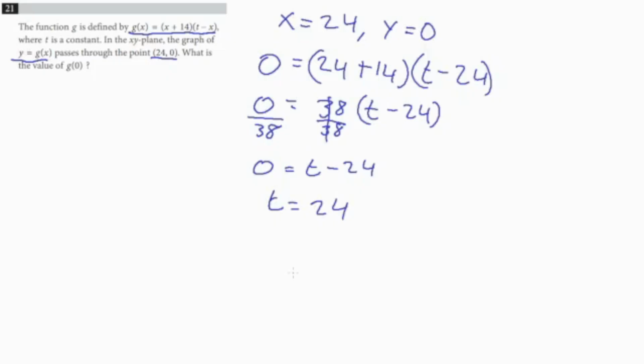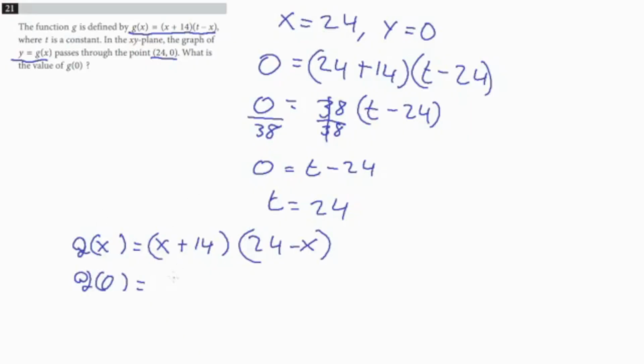So if we know that t is 24 now, then what we can do is plug that in for the constant. We know what the constant is. That's generally what you're going to end up doing. You're going to find that constant and then use that constant to answer what they want. So we got g of x equals x plus 14 times 24 minus x, because we're going to plug the t in. Now we want to find g of 0. That just means we plug in a 0 for x. So that's going to be 14, because x is 0, times 24 minus 0 is 24.